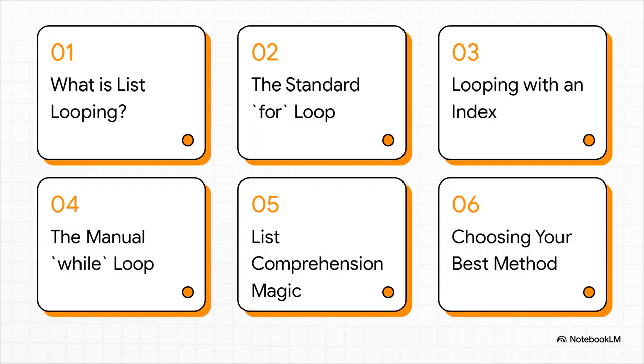So here's our roadmap. We'll start with the basics of what looping even is. Then we'll dive into the absolute workhorse of Python, the for loop. After that, we'll see what to do when you need a bit more control, using index-based and while loops. We'll wrap things up with a really cool shortcut called list comprehension, and, probably the most important part, how to choose the best method for any situation.